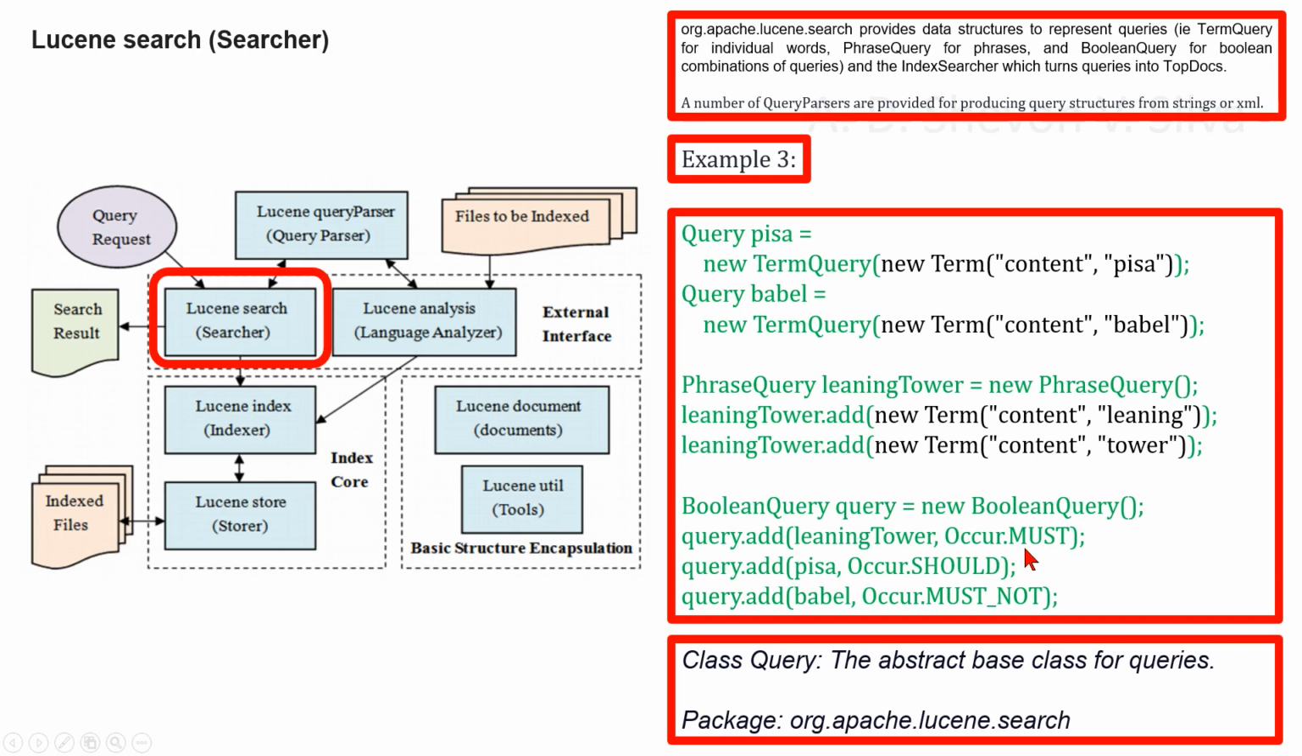Here, MUST use this operator for clauses that must appear in the matching document, SHOULD use this operator for clauses that should appear in the matching documents, and MUST_NOT use this operator for clauses that must not appear in the matching documents. Again, this code is valid for Lucene 4.7.0. If you are using Lucene, for example, 9, replace this code segment with BooleanQuery.Builder.